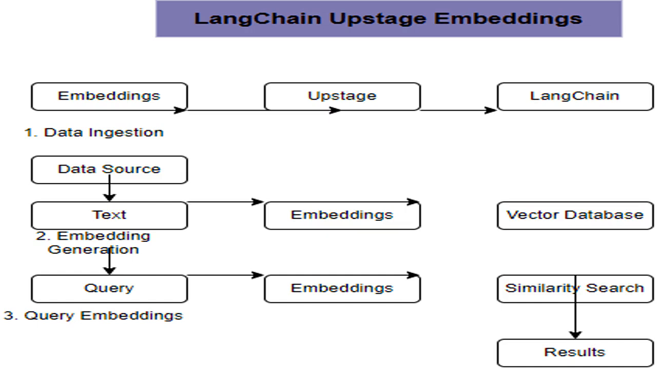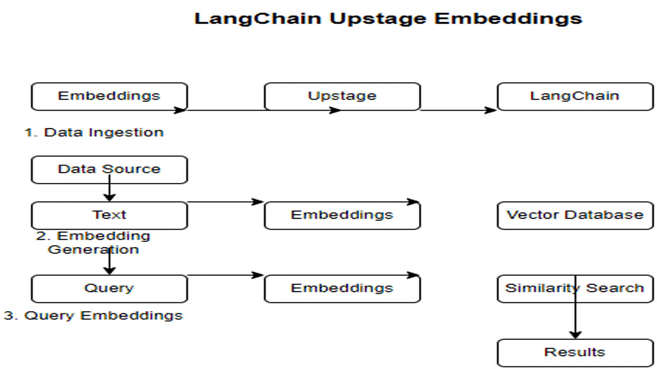LangChain. A framework for building and deploying language AI applications. Provides a framework for integrating Upstage embeddings into various applications. Vector database. Stores and retrieves embeddings for efficient similarity search. Stores embeddings and performs efficient similarity search on them.